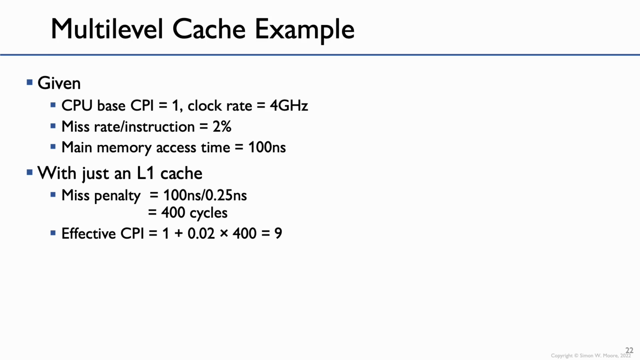Here, of course, we always access the L1 cache even if we miss. So it's always going to take us 1 clock cycle, and then if we miss, we've got the miss rate of 2% multiplied by the 400 cycles, and that gives us a CPI of 9, which is pretty horrendous. Now it means our processor's going 9 times slower.